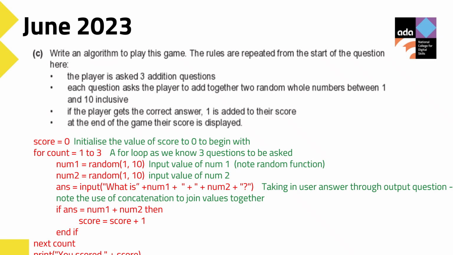The next line is used to calculate the answer, but also to take in the user's input. Note that concatenation is used to combine multiple pieces of text into one single string that will be displayed to the user. Why is concatenation needed here? Well, num1 and num2 are variables, they're not literal strings, so we need to combine them with other strings to form a readable question.